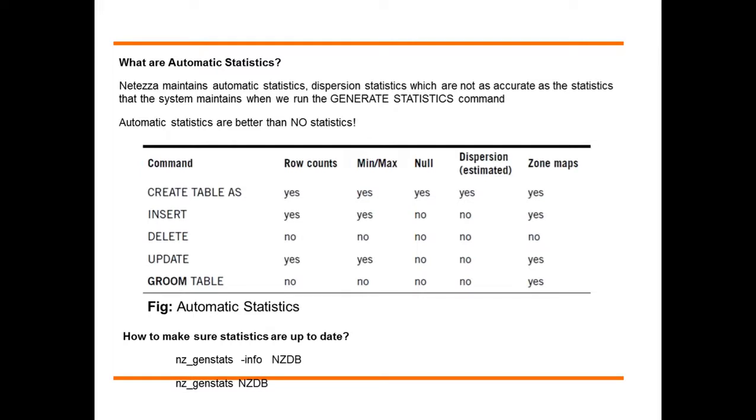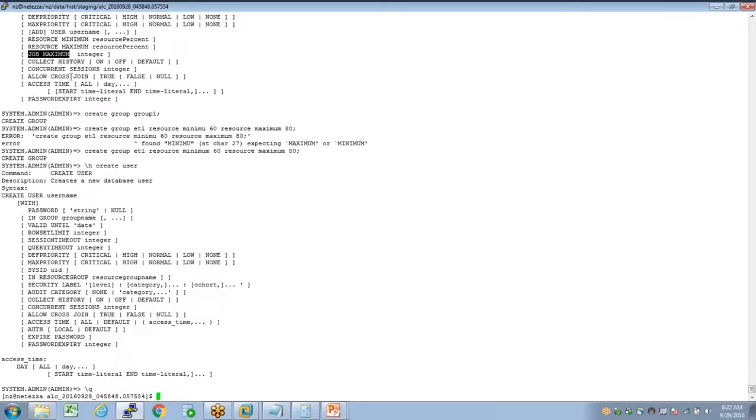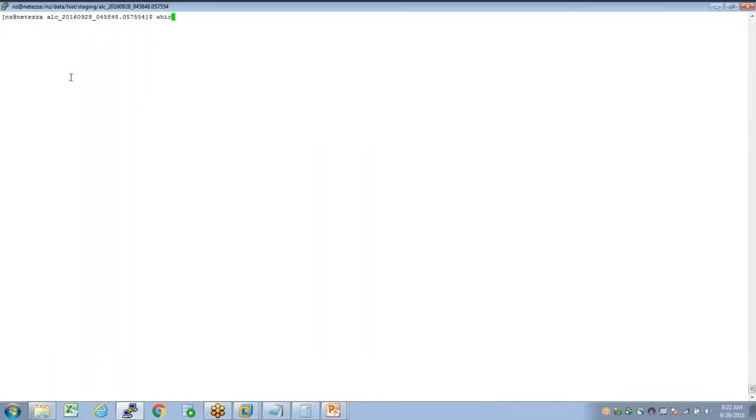So there is a command called ng_gen_stats. When you see something with ng_, you see all the Netezza commands as nz followed by the command name without an underscore. But when you see something with ng_, those are shell scripts that Netezza is giving to us for maintenance.